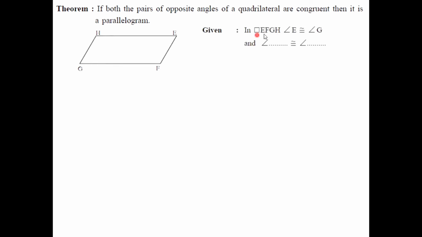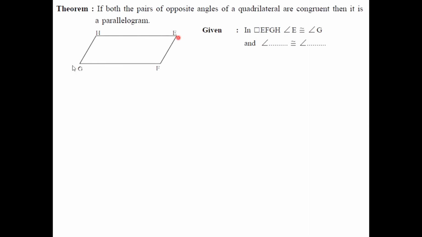The next test of a parallelogram is: if both pairs of opposite angles of a quadrilateral are congruent, then it is a parallelogram. So to prove this, we need a diagram. So let us consider a diagram. In the diagram for quadrilateral EFGH, it is given that angle E is congruent to angle G. So it's given that both opposite angles are congruent and we have to fill in the blanks.